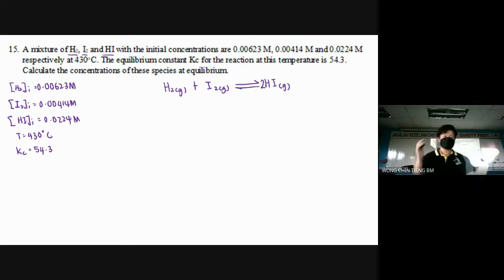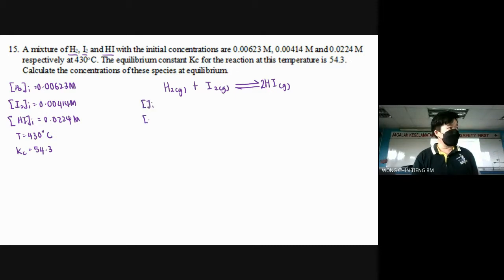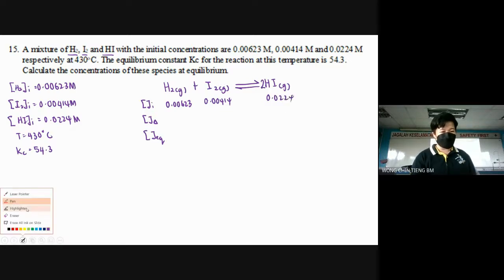Okay, selesai. So, ICE table. Initial, change, equilibrium, right? Check in the value that you have. So, you started off with 0.0623, 0.00414, you have your 0.0224. Agree? Sabila, can I have the change?